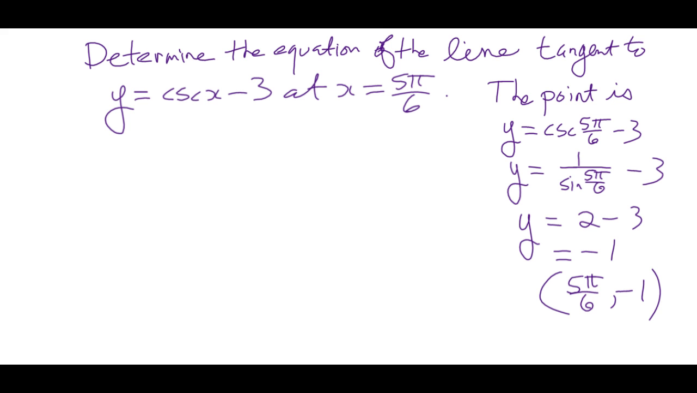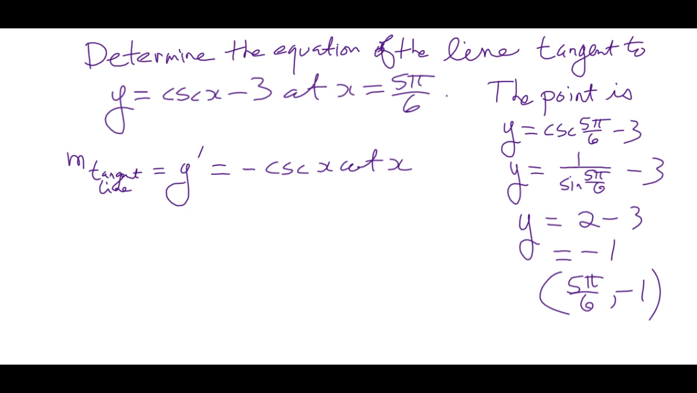You're going to get a line, so you need a slope. What's the slope? Slope is the derivative. So the slope of the tangent line is y prime, and what's the derivative of cosecant? It's negative cosecant cotangent. And then the minus 3 is gone, it's 0. Who cares?